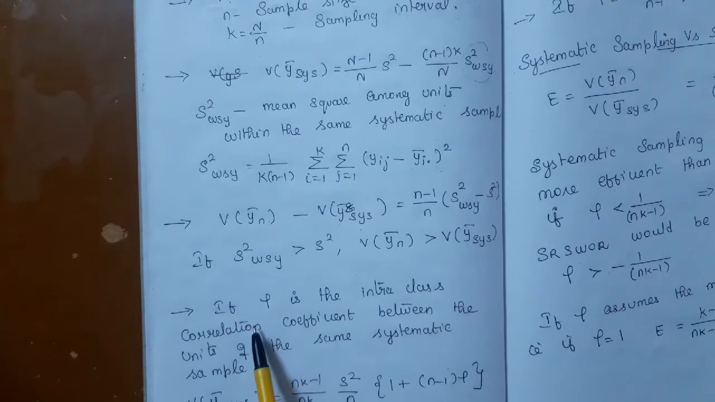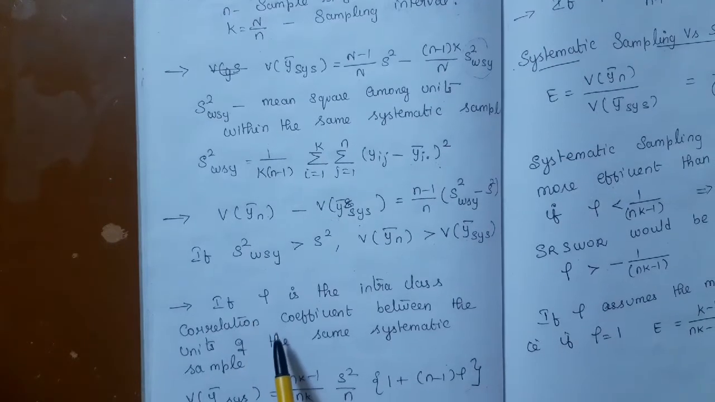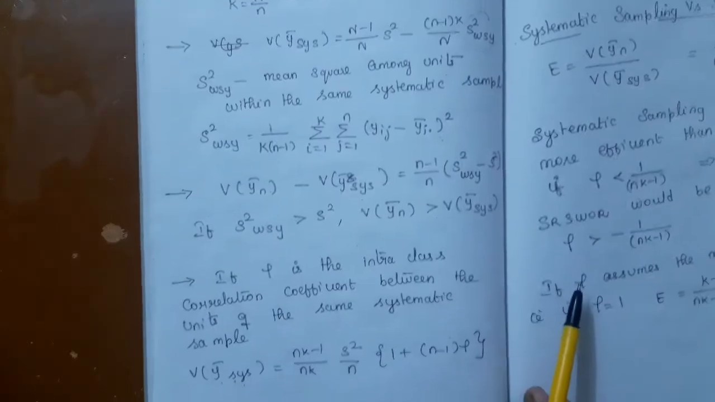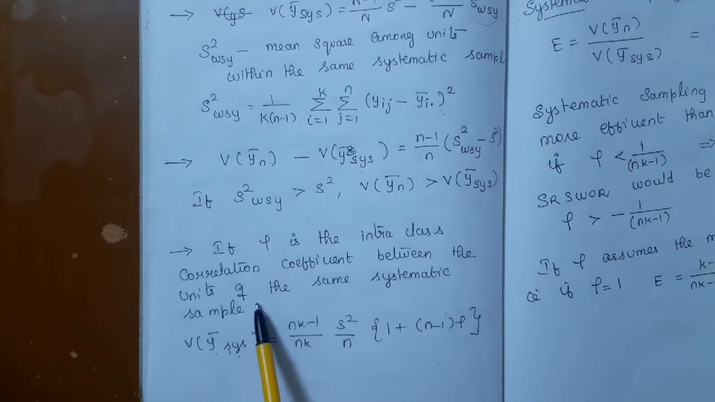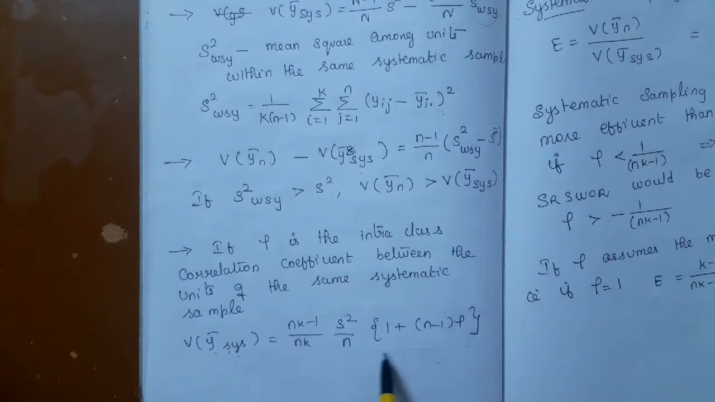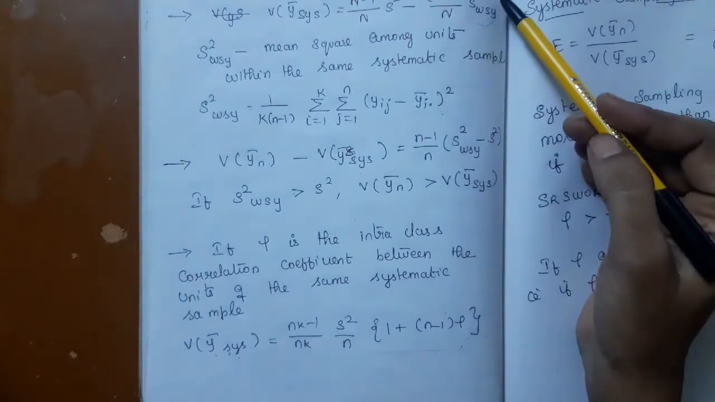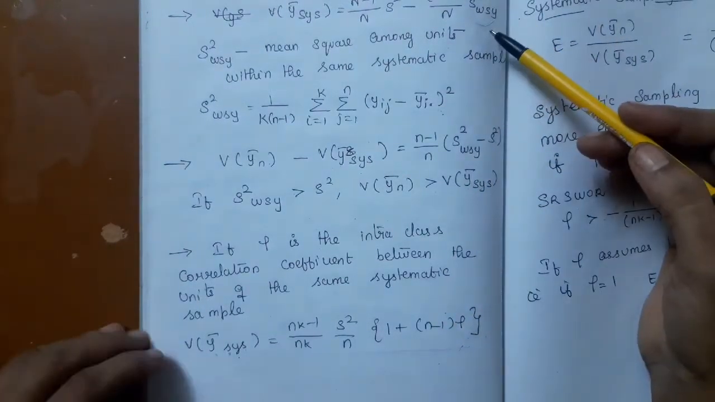Now we try to give the variance of y bar sys in one other notation, that is in terms of rho, which is the intra-class correlation coefficient between the units of the same systematic sample. Again, this is the expression in terms of rho. This is the expression in terms of s square wsy.